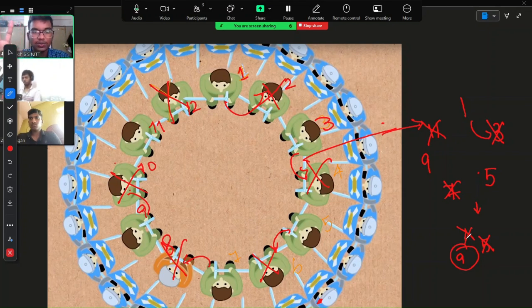However many members you take, let's suppose 9, 10, 11, 12, however many numbers, in the original problem it was 41 members.